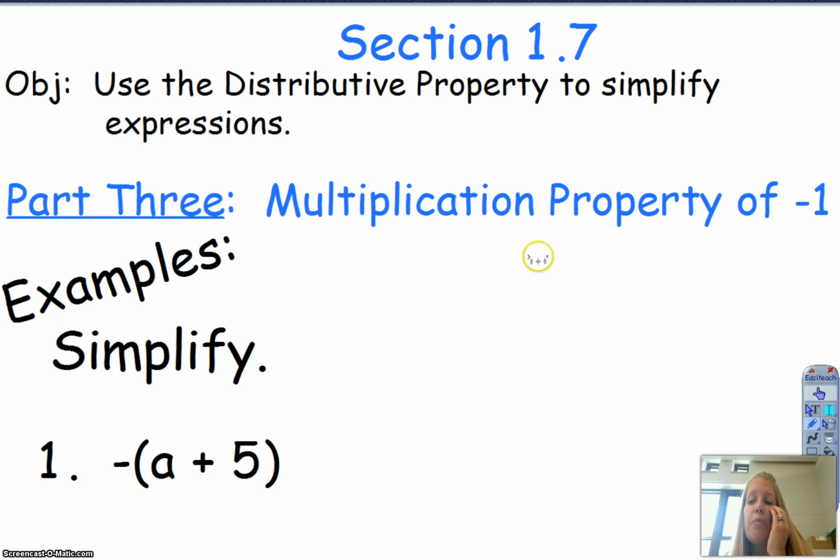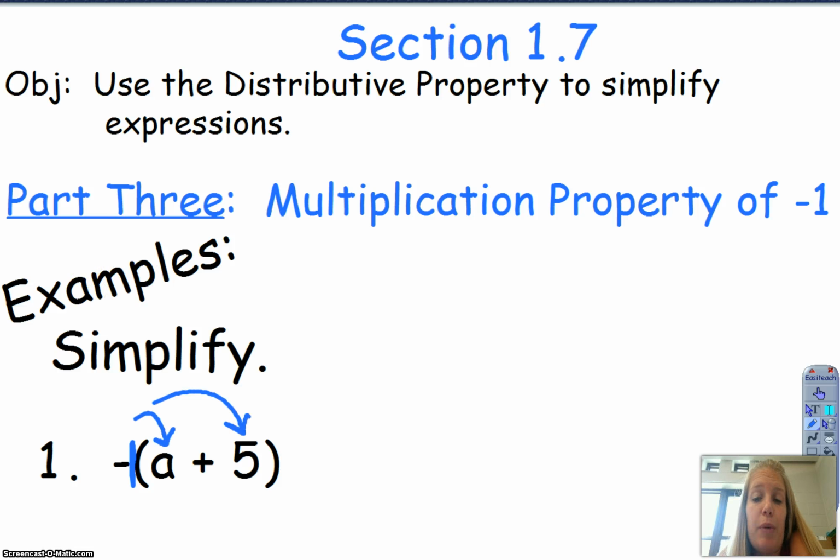All right, part 3. Part 3 is the multiplication property of -1. And this is similar to what I was just talking about, but you're going to have a negative sign outside your parentheses. So if you look at example 1, hopefully you wrote down part 3, multiplication property of -1, example number 1. And basically in math, we don't like to write the 1. It should be understood that it's there. The same thing with -1, we'll just put the sign. So this really means we have a -1 in front. And you're going to distribute that -1 to everything inside of here.